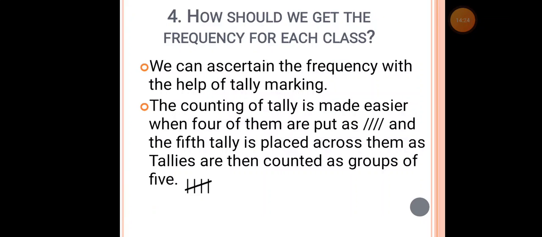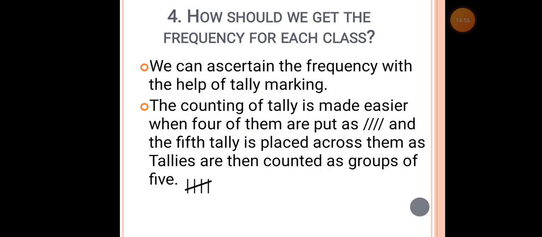Now what is tally marking? Tally marking is a way of counting which makes counting easier. You put 4 as lines and the last one will be put as a slash. So this is known as tally marking. This is a count of 5 which you make for each and everything. So the sixth one will be, after 1 2 3 4 5 with a slash, the next one, 6, will be like this. In the same way you take everything into consideration. So this tally marking helps you in ascertaining the frequency.